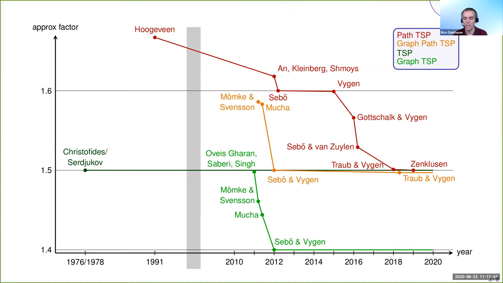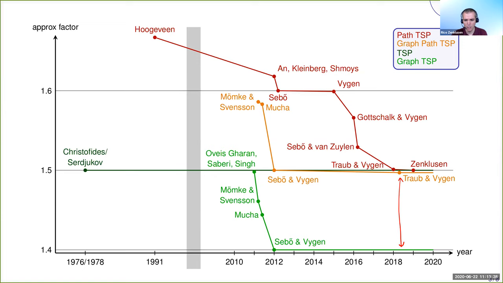Of course, path TSP is a more general problem than TSP, because you can choose start and endpoint to be different from each other. That's why the approximation factors lagged behind the ones for TSP, so the red and orange lines are above the dark green and light green lines. Only recently we have matching results for TSP and path TSP with factors of 1.5. But for the graph version of those problems, there's still a huge gap, this gap here. For path TSP, we have an approximation factor now of slightly below 1.5, and for TSP, it's 1.4 actually.